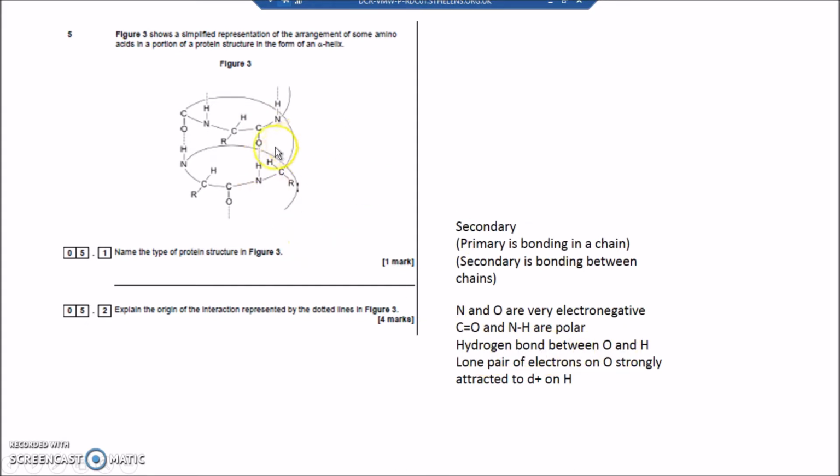Hydrogen bond between the O and the H, because you've got an N to an H there, so that's a large difference in electronegativities. Anytime you get an H to an N, or an H to an O, or an H to an F, you get a very, very large polar bond there, a large delta plus on the H, and that's going to attract the lone pair of electrons on the O very strongly and create a hydrogen bond.